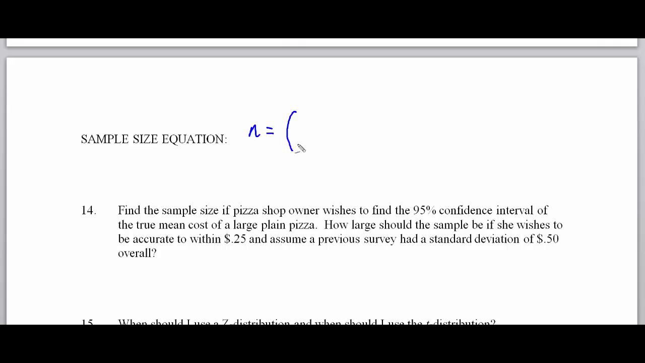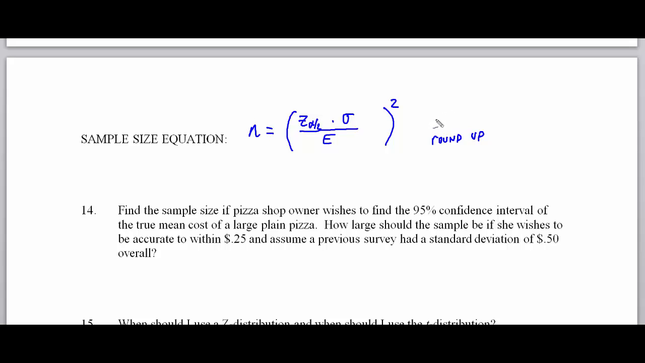In the formula, you take the z-score of alpha divided by 2, multiply it by the standard deviation, and divide those by E, which is your acceptable margin of error given in the problem, and you square that. Most importantly, when you get to the answer, you're going to round up. So if you get an answer of 19.1 surveys, that means you're going to have to do 20 surveys, because you wouldn't want to round down and miss out on your chance of getting accurate data.